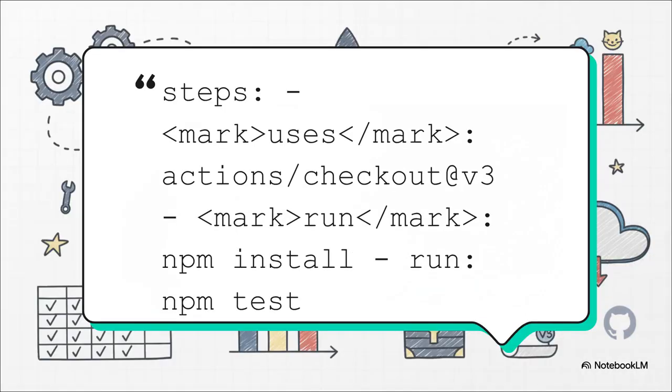And finally, here are the individual tasks, the steps. Now that first line, that's where the real magic happens. uses: actions/checkout@v3. Instead of writing your own script to get your code, you just use a pre-built action from the marketplace that the community trusts. After that, you can run whatever command line scripts you want, like npm install and npm test. It's simple, it's powerful, and it's so easy to read.